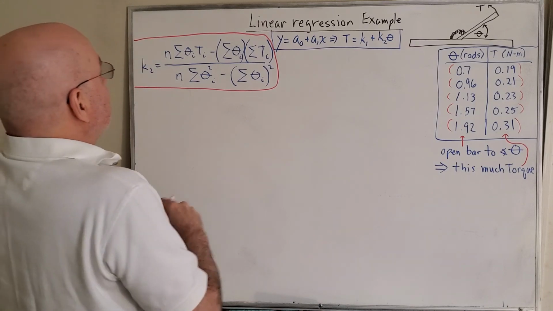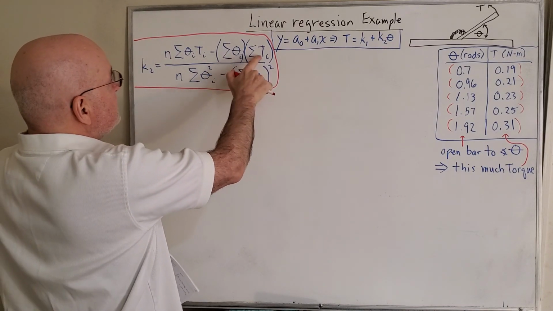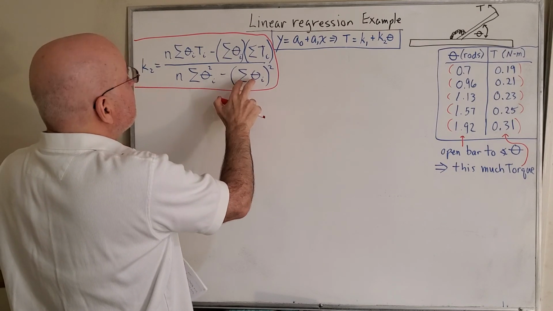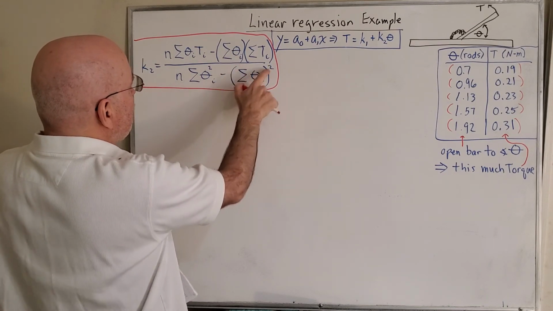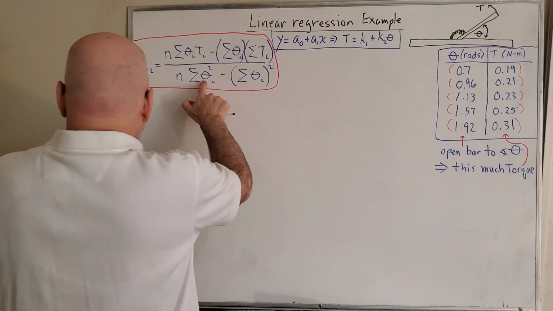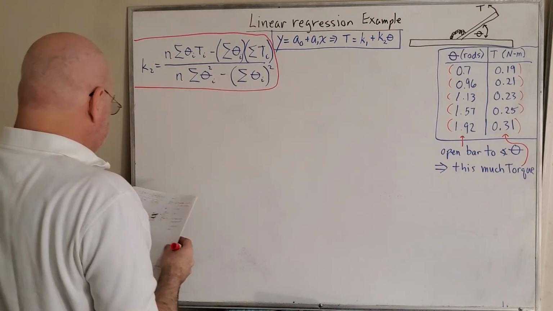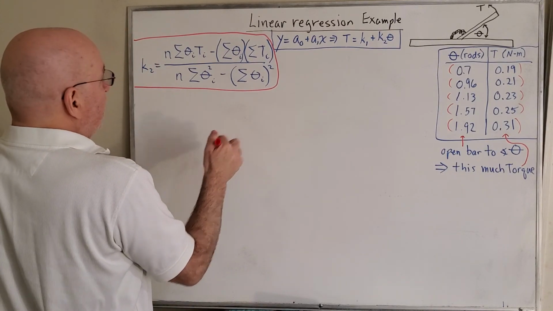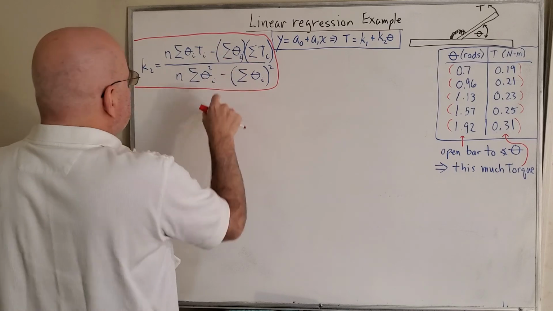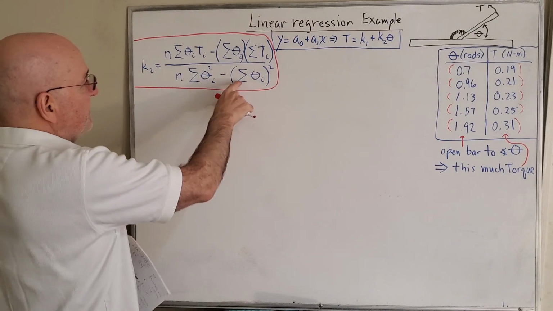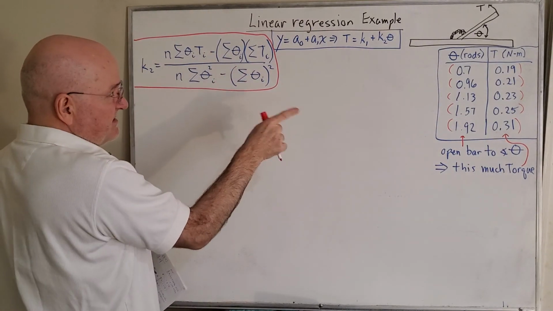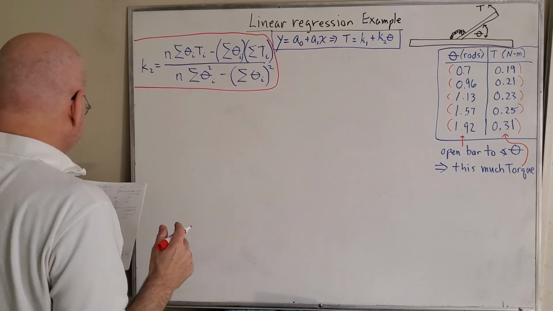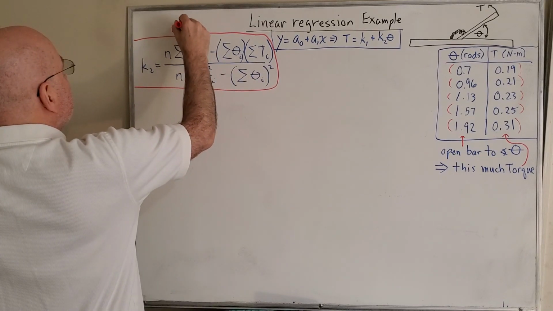Now, what do I need for K2? I need to compute the sum of the thetas, the sum of the T_i's, and the sum of the T, well, actually, I already have that. I'll just square that. The sum of the theta squareds and the sum of the theta_i T_i's. So, n is equal to 5. Notice on all of the summations, I left off the fact that this i is going from 1, in this case, to 5. In general, it goes from 1 to n. But we have 5 data points. So I'll make a note, n equals 5.